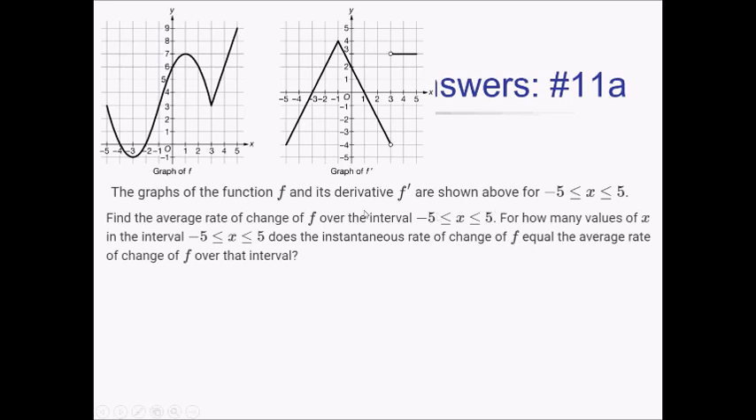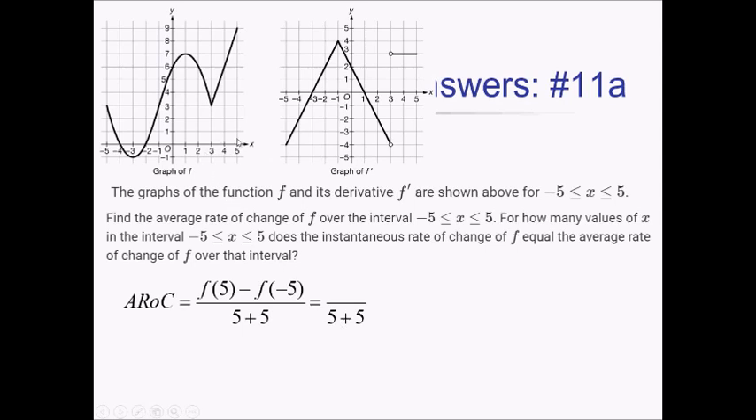Let's find the average rate of change. This is going to be f of 5 minus f of -5, all over 5 minus -5, or 5 plus 5. So let me just rewrite that denominator and fill in what those f values are now.